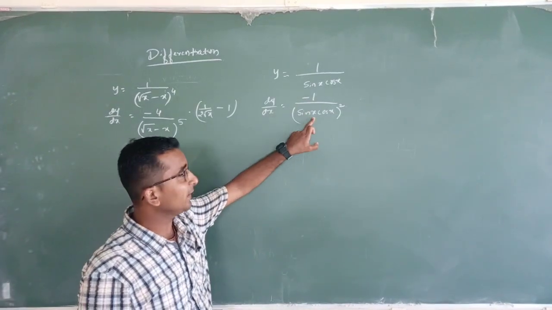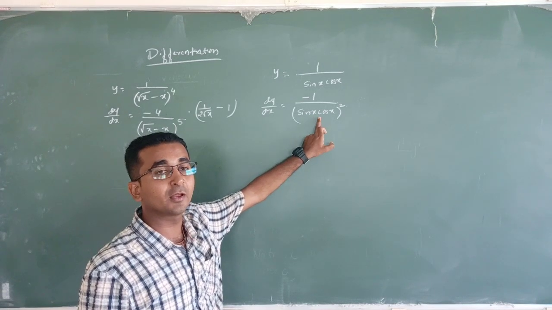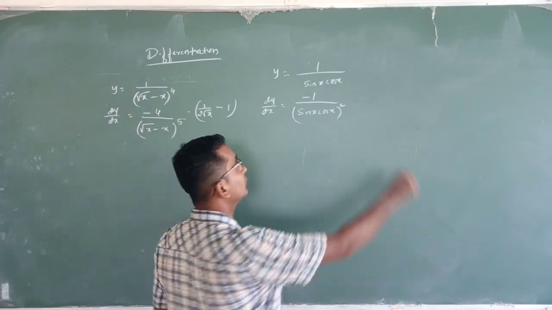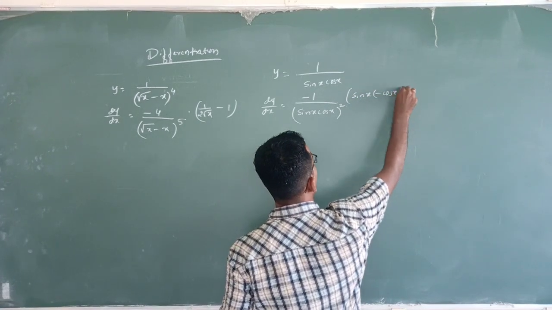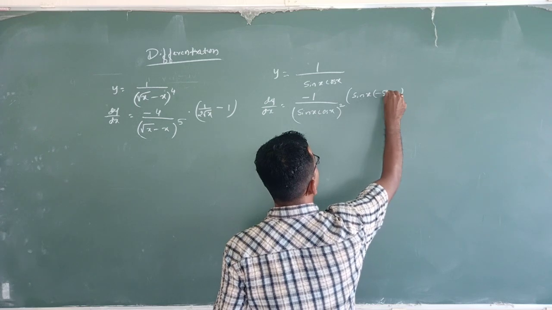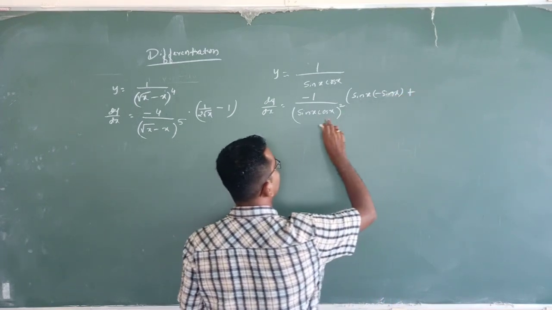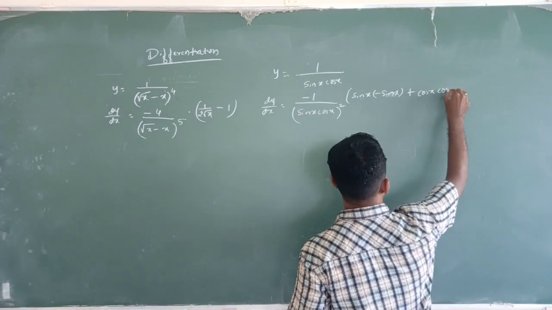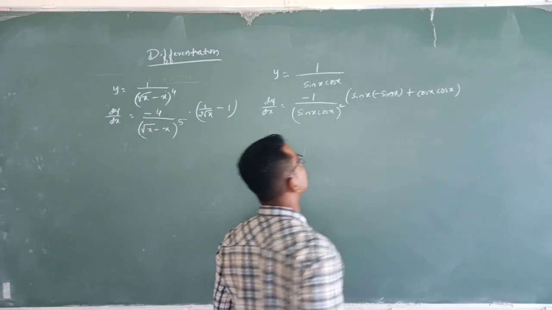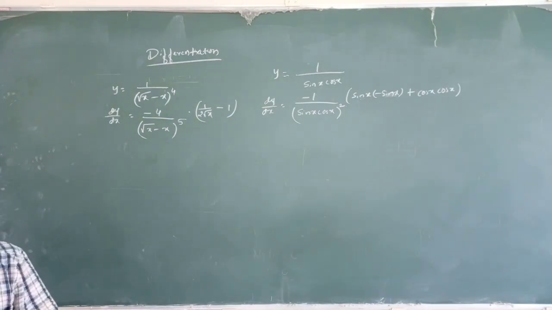It is 1 divided by x square, but x is in the form of u into v, so we have to differentiate u into v. First we keep sin x as it is. The differentiation of cos x is minus sin x. Next keep the plus, then keep cos x as it is, then the differentiation of sin x is cos x. It means minus sin square x plus cos square x.